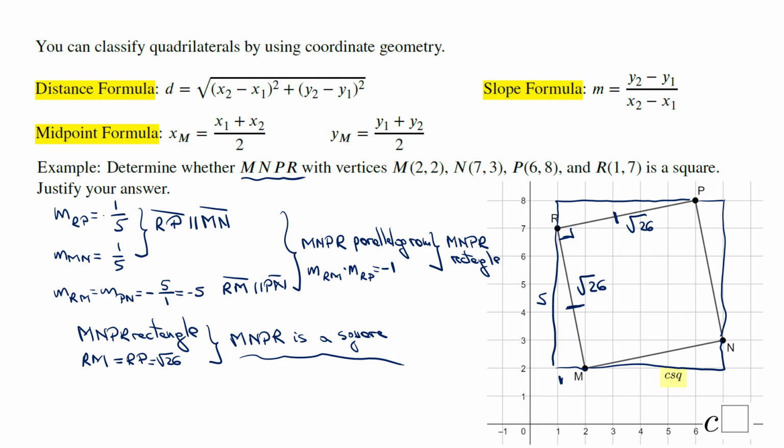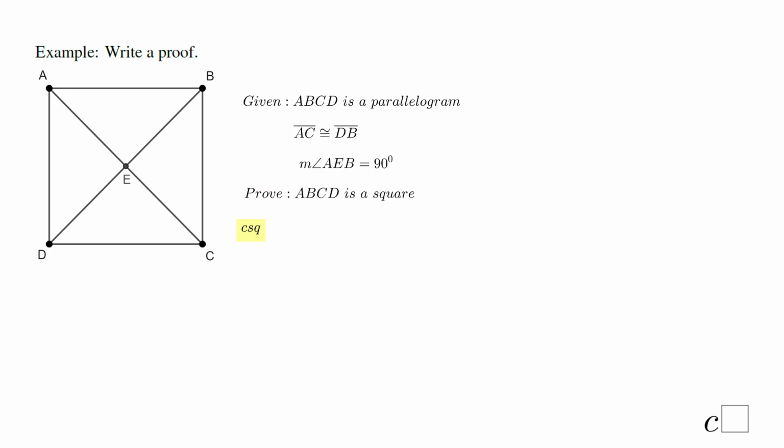So again, the first part we proved that it is a parallelogram, then the second part we proved that it is a rectangle, and finally this rectangle is in fact a square because it has two consecutive congruent sides. And this is the last problem in today's lesson.